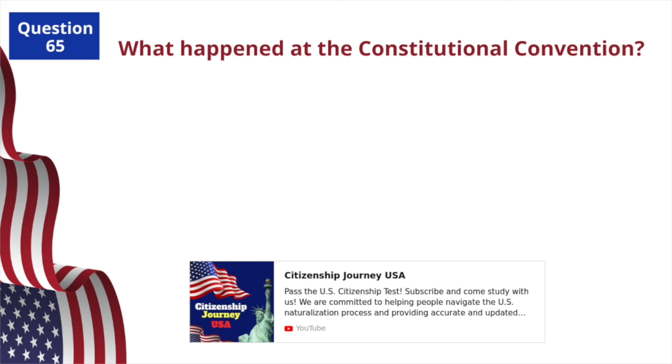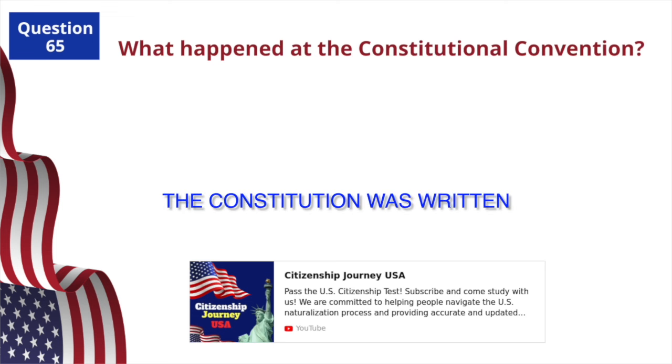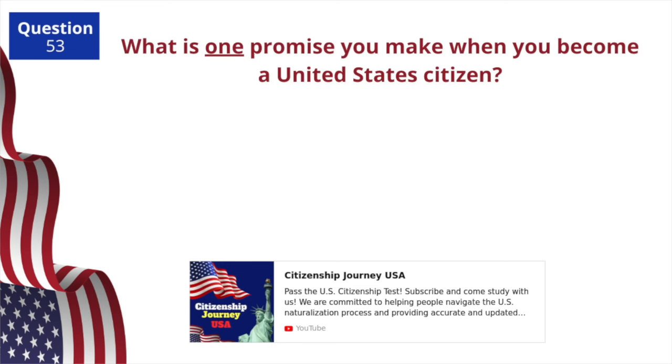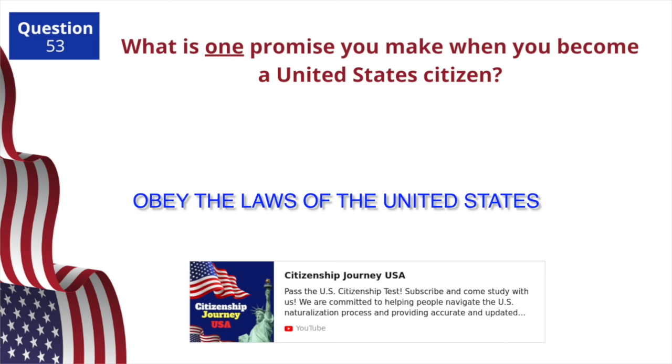What happened at the Constitutional Convention? The Constitution was written. How many U.S. senators are there? 100. What is one promise you make when you become a United States citizen? Obey the laws of the United States.